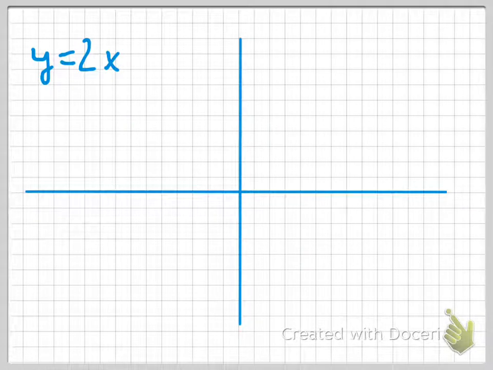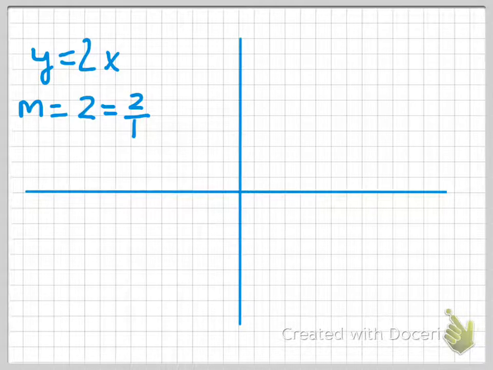Okay, here's another example. y is equal to 2x. So what's the slope? If you look at this equation, again, the number in front of the x is the slope. That's your m. M is the symbol for slope. So that starts with a 2. Now again, express it as a fraction. So let's say 2 over 1. That would tell me that I'm going to go up 2 and over 1.